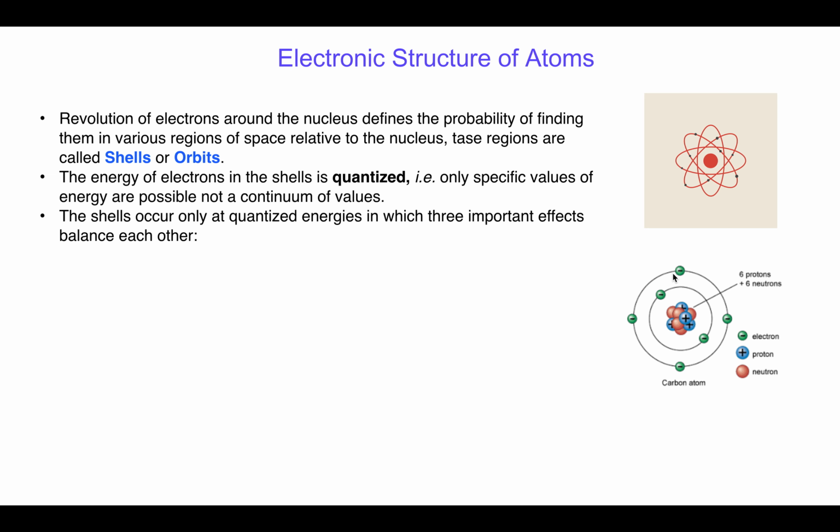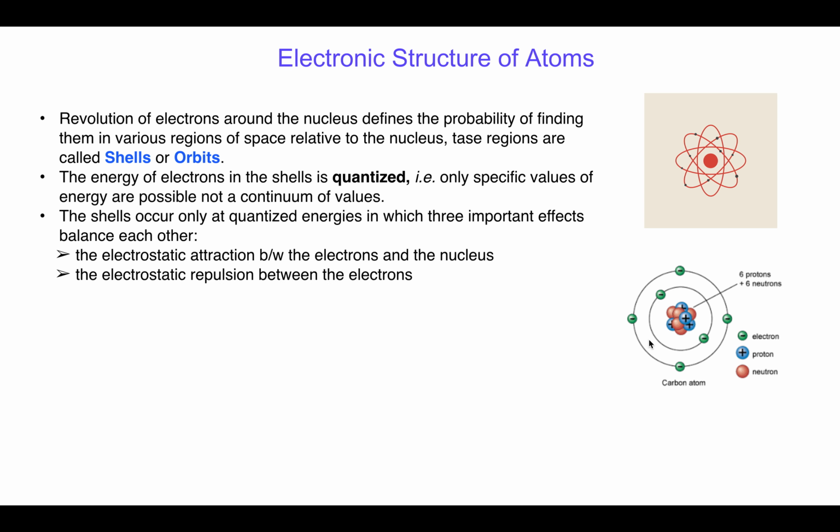So the shells occur only at quantized energies, in which three important effects actually counterbalance each other. These effects are the electrostatic attraction between this nucleus and these electrons. This electrostatic attraction actually tends to draw this electron too much near to this nucleus. So if it happens, what will be the result? The atom will just break down, but it never happens. Rather, electron continuously moves around this nucleus because of its kinetic energy.